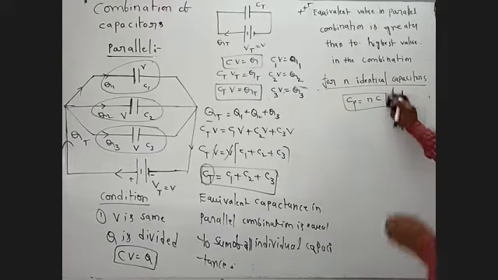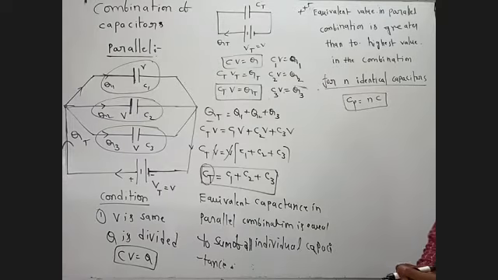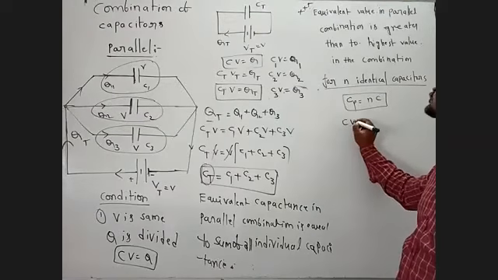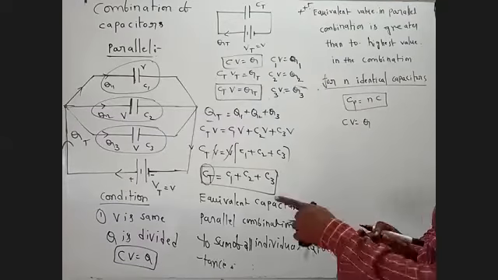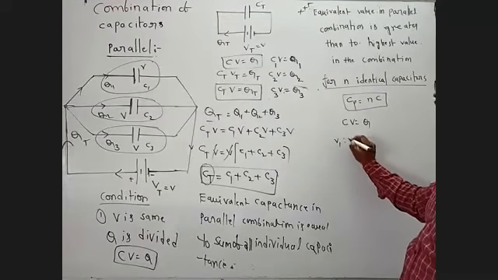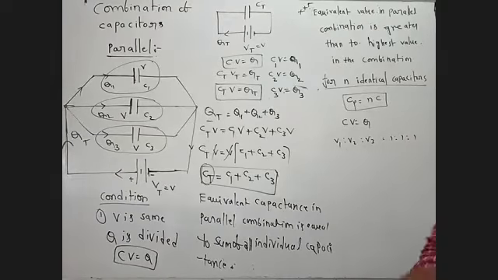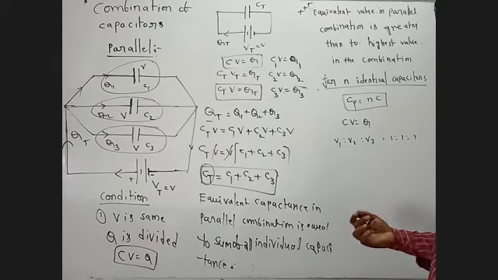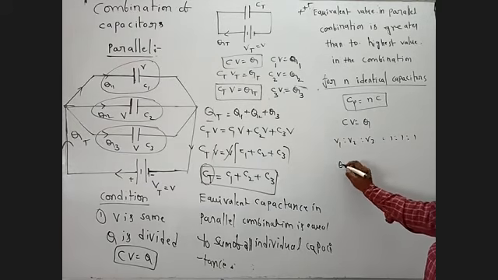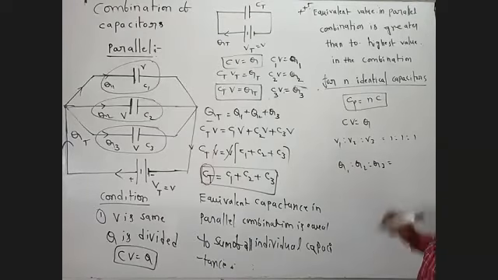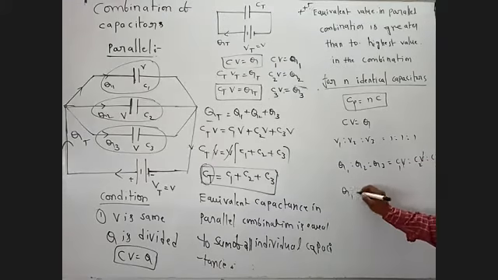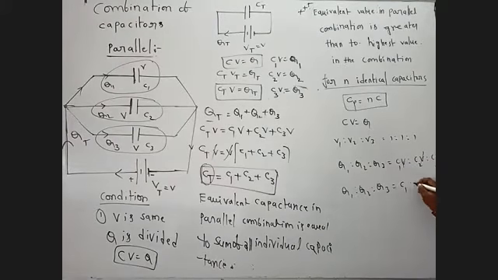Next, for n identical capacitors, we know the formula Q is equal to CV. The condition is that V is the same, so V1 equals V2 equals V3. The charges are different: Q1, Q2, Q3 are equal to C1V, C2V, C3V. The voltage is the same in this condition, so we can cancel it, and Q1 : Q2 : Q3 is equal to C1 : C2 : C3.